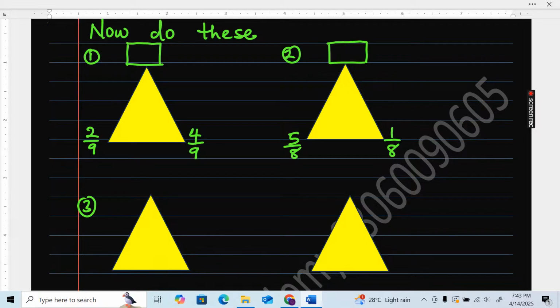Number 3, so we have to figure out the fraction that will be on the left side, while we have 3/11 on the right side, and above we have 7/11. Now, moving on to number 4.